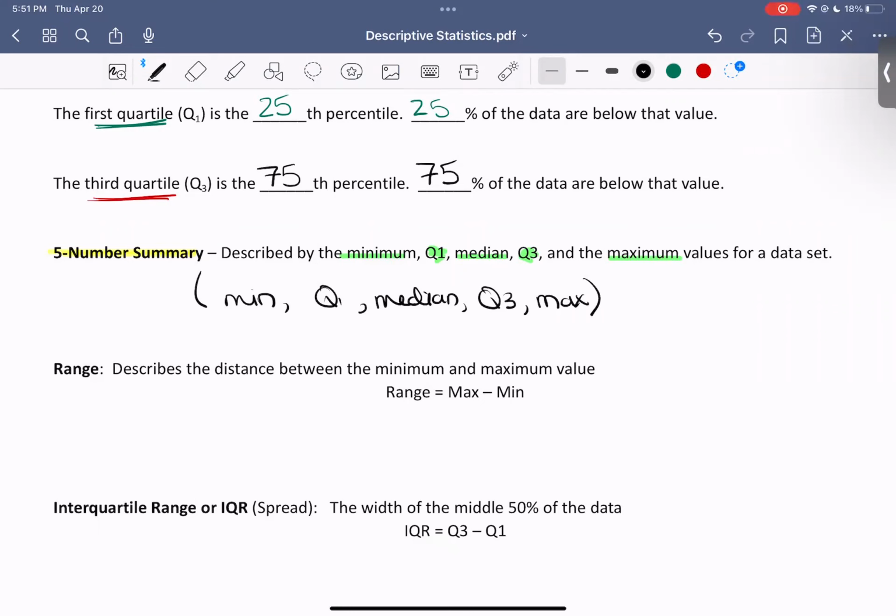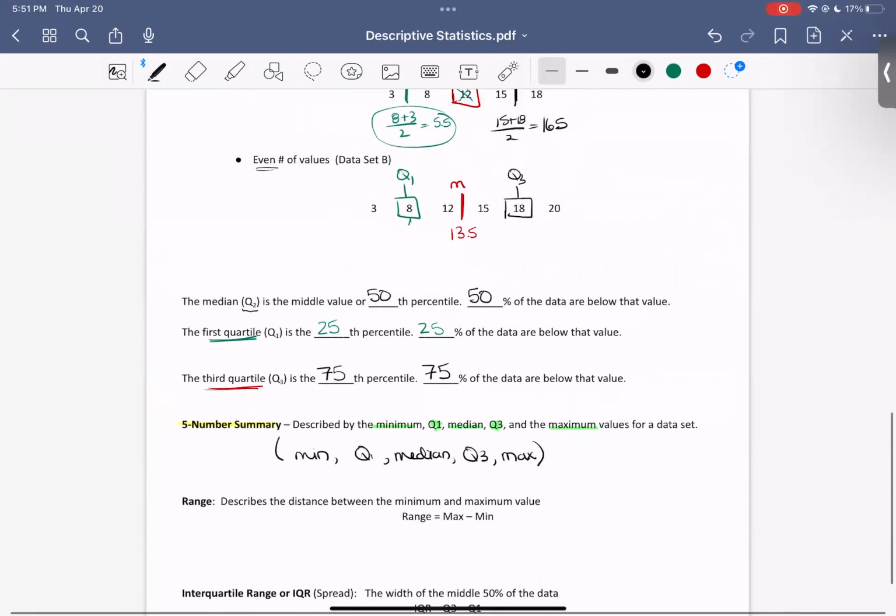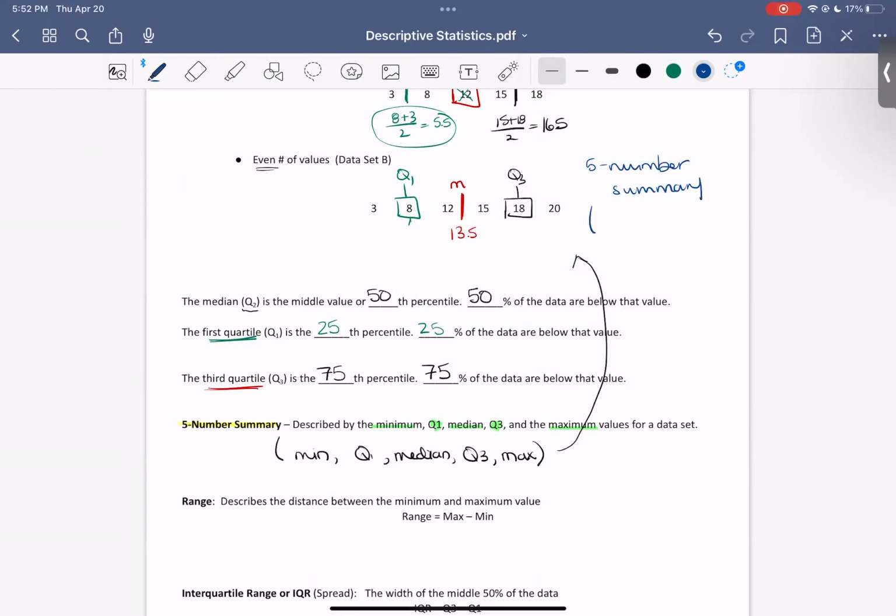So let's look at that 5-number summary for one of our example data sets. So let's look up here. I'm going to write out the 5-number summary. In our case, the minimum is 3, Q1 is 8, the median is 13.5, Q3 is 18, and the maximum is 20. So the 5-number summary is just a nice succinct way to describe the min, the max, the quartiles, and the median.